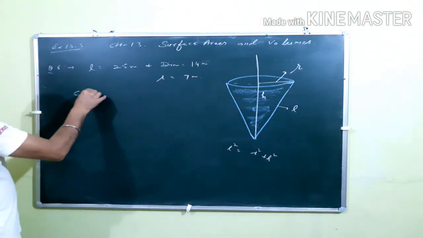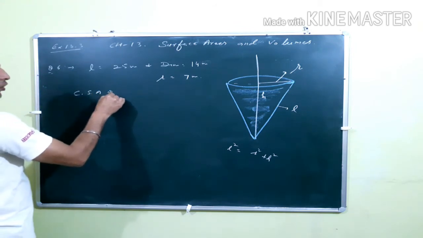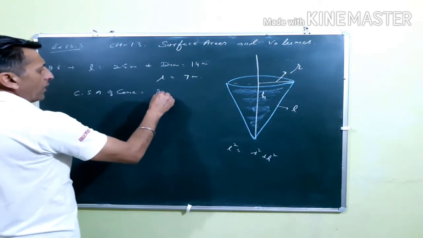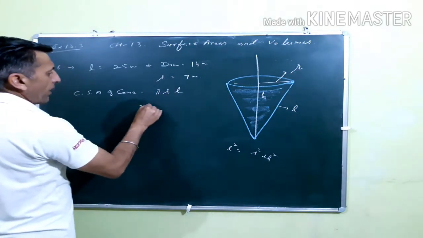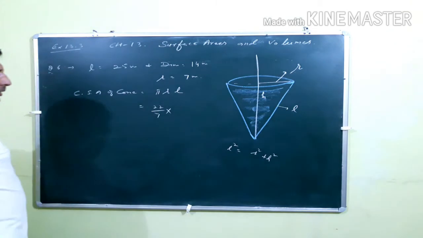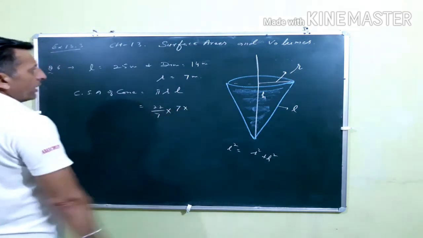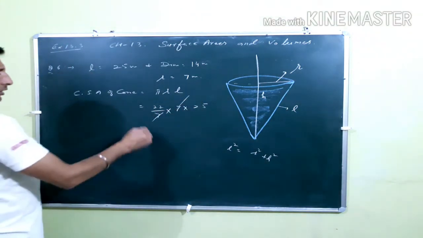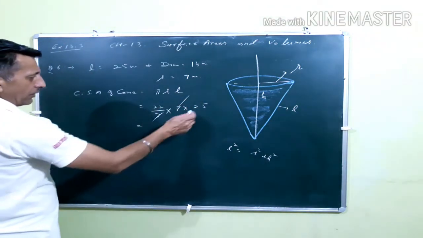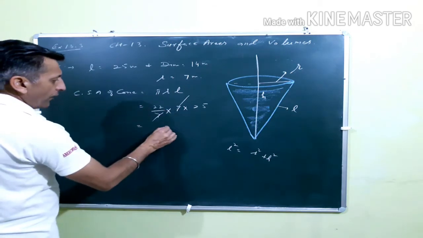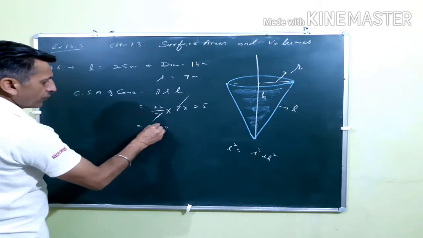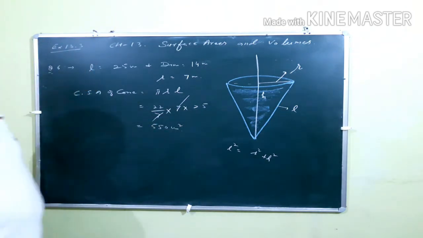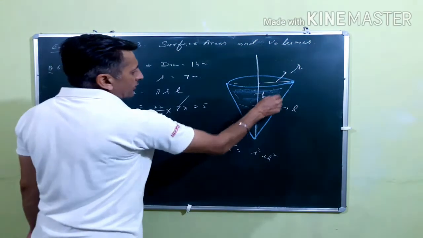And he wants to discuss the curved surface area of a cone. So you know, the curved surface area of the cone is equal to pi R L. Pi is 22 by 7, R is equal to 7, and L is equal to 25. 7 and 7 cancel. Now we have to multiply 22 by 25, and that is equal to 550 meter square. So this is the total curved surface area of this cone.